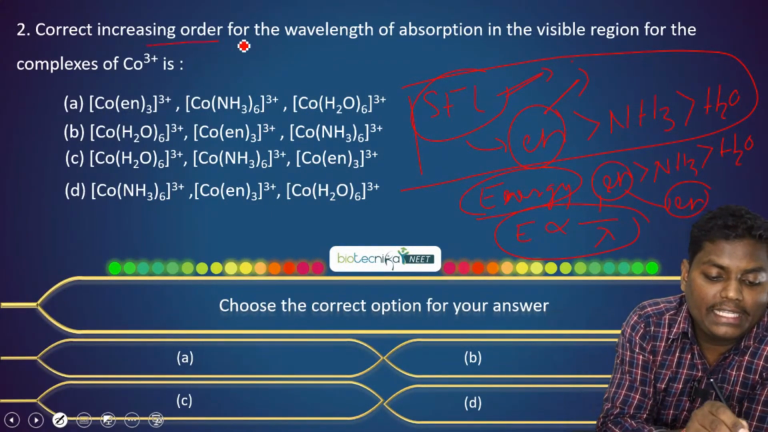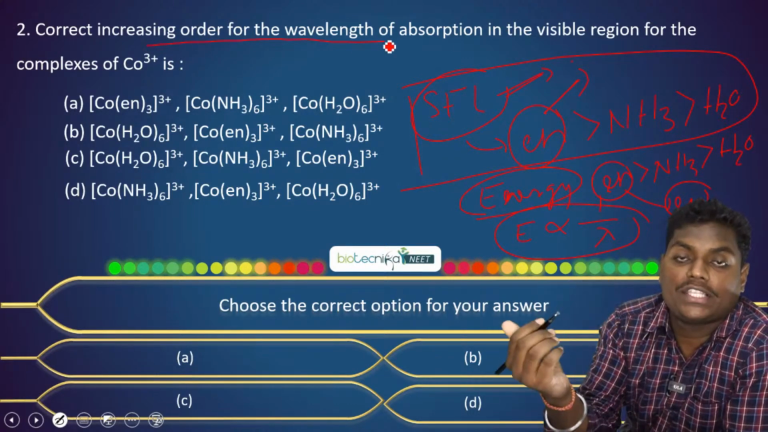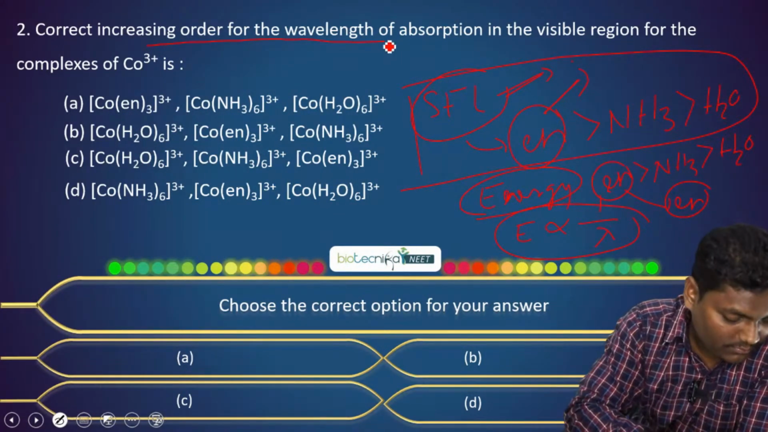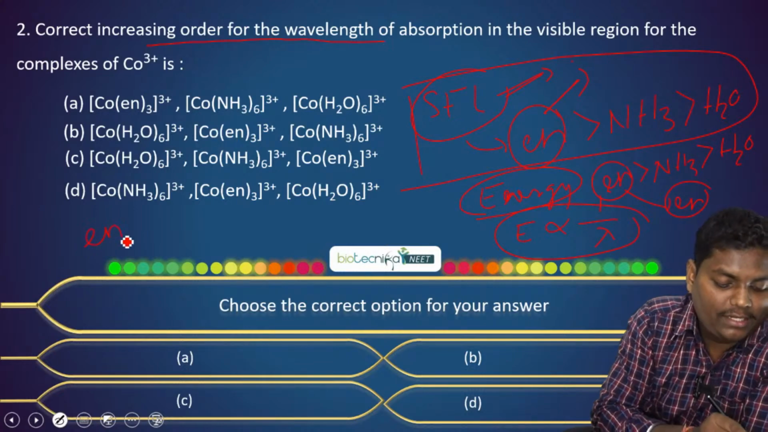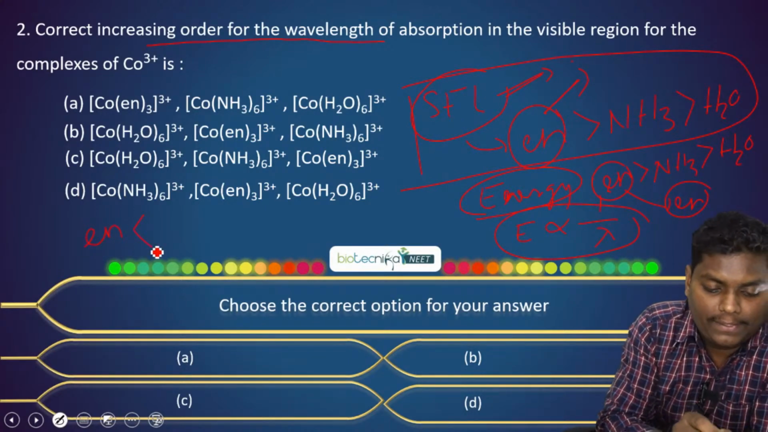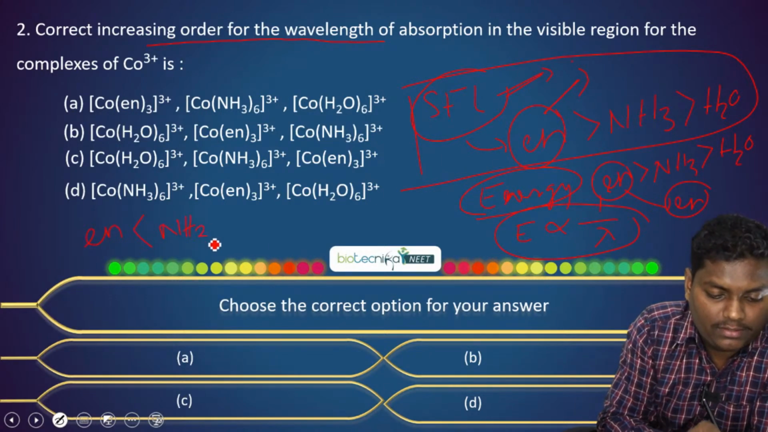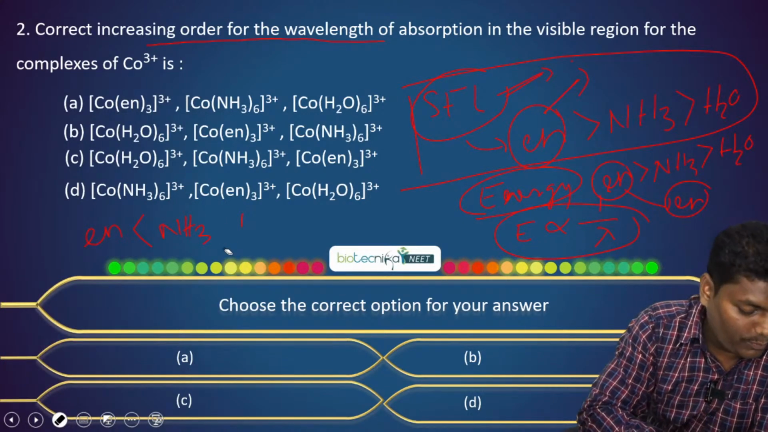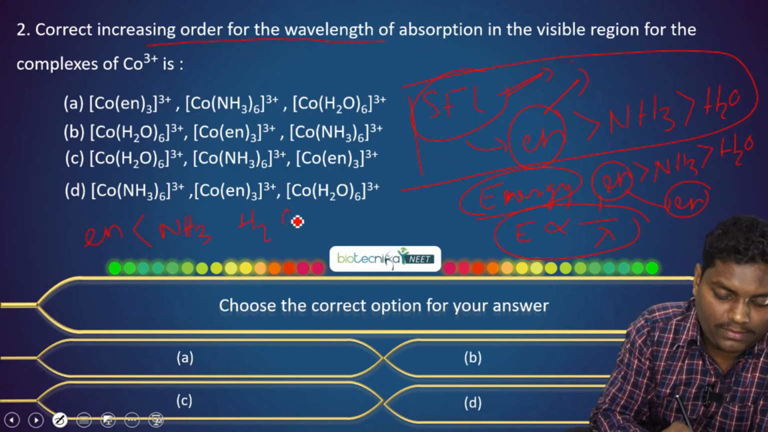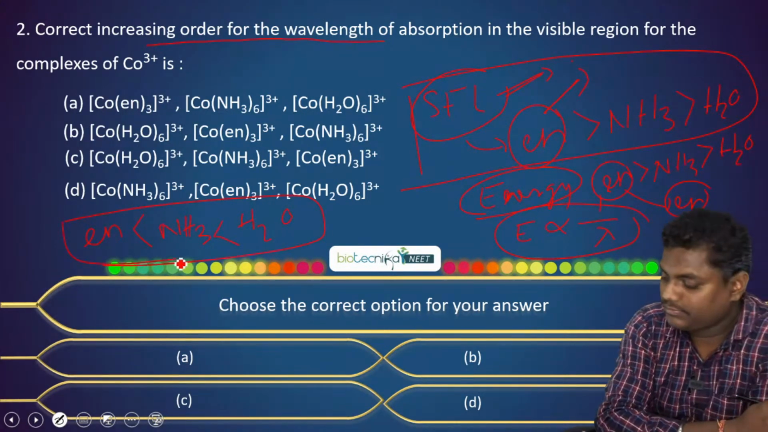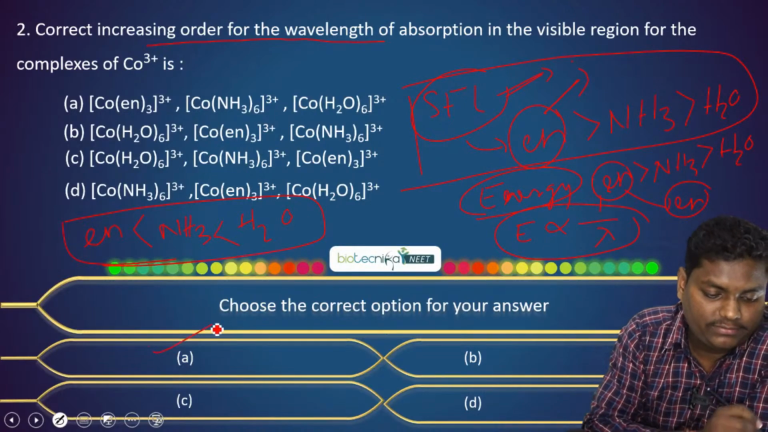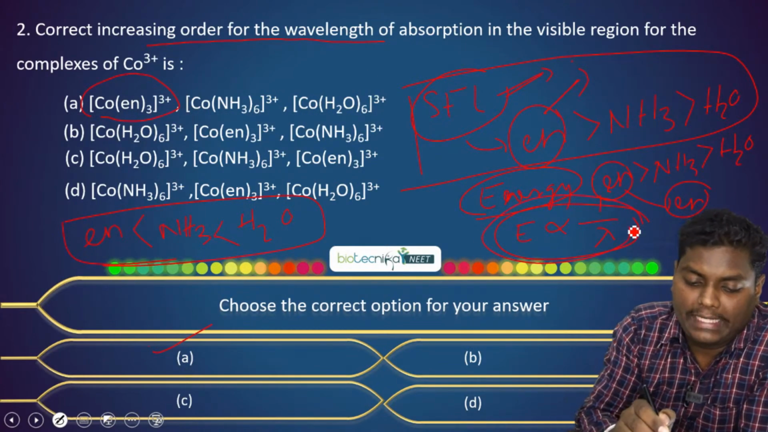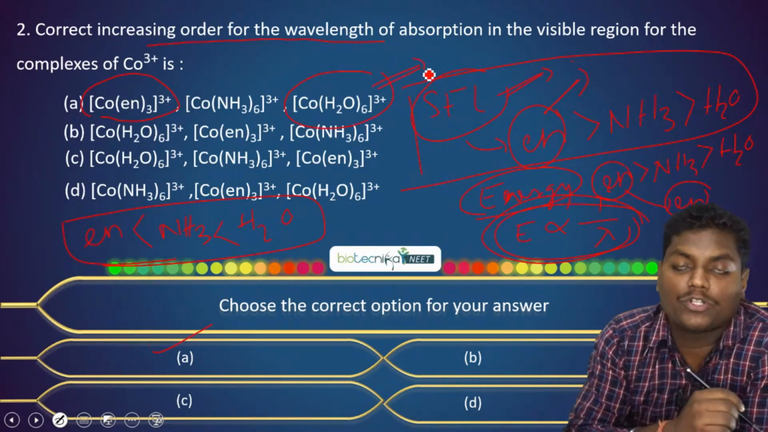So what do we need? We need increasing order of wavelength, from the smallest to the highest. So we will be having the smallest for En, followed by ammonia, followed by water. I hope you got this. So it's option A. The highest wavelength will be for the lowest energy, and lowest energy corresponds to water.